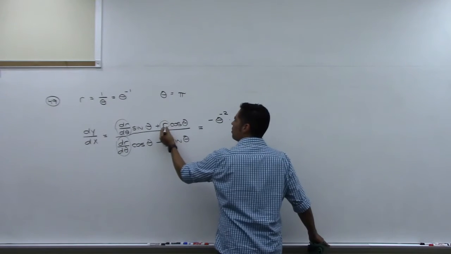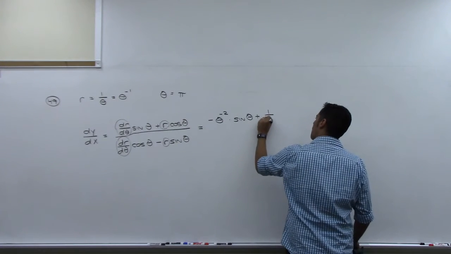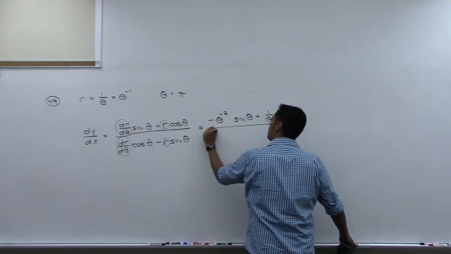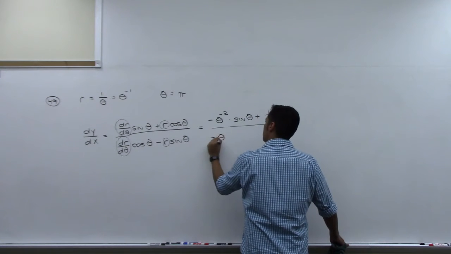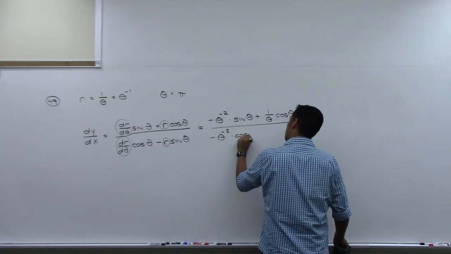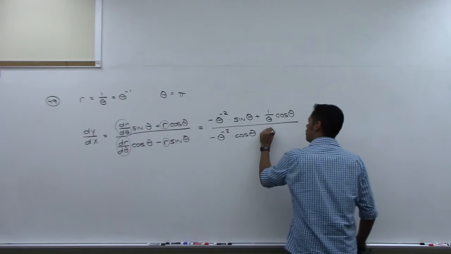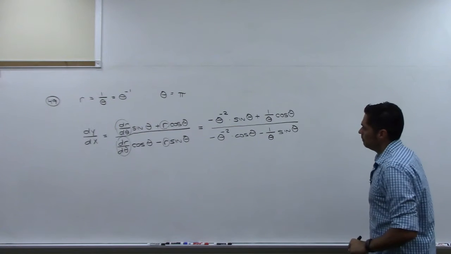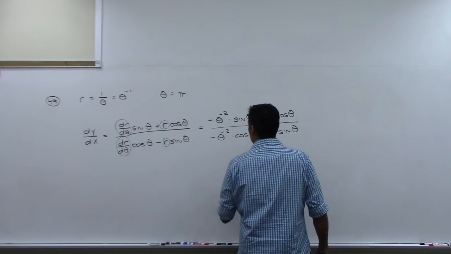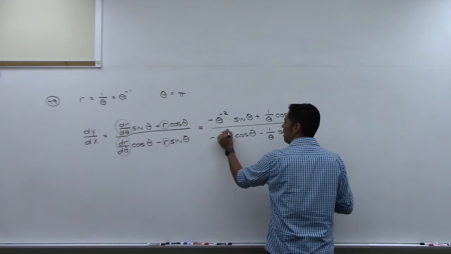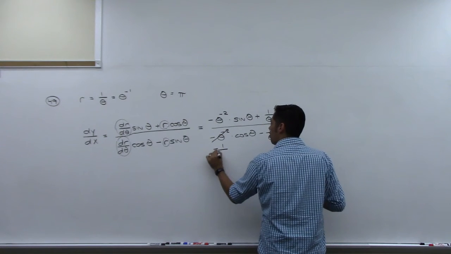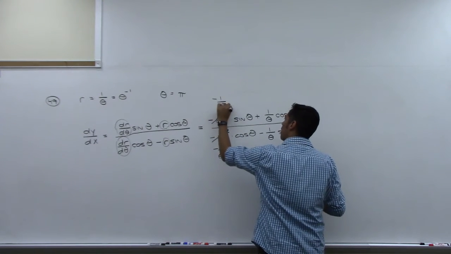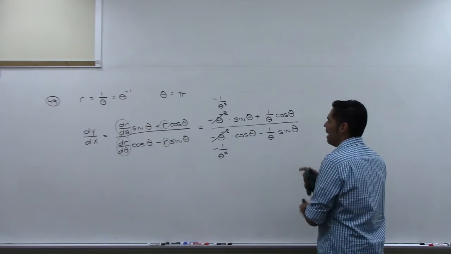plus r, which is just 1 over theta, cosine theta, over, then the derivative again, negative theta to the -2 times cosine theta, minus r, which we already know is 1 over theta, and then sine theta. Now, I could leave it like this. Just remember that this right here is really -1 over theta squared. This is really negative 1 over theta squared. So let's go ahead and plug in pi now.